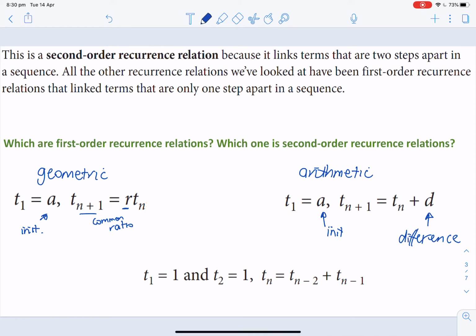When we get to our second order relations, so anytime you see on an assessment that it says second order recurrence relation, it refers to Fibonacci. We need to know 2 steps away and 1 step away to be able to find this guy here. All right, we're going to go through some examples.